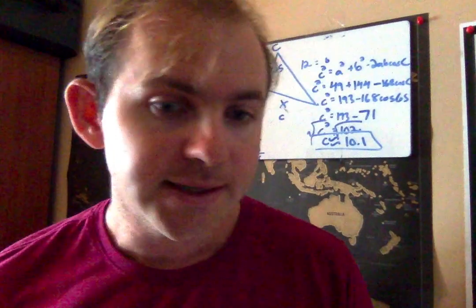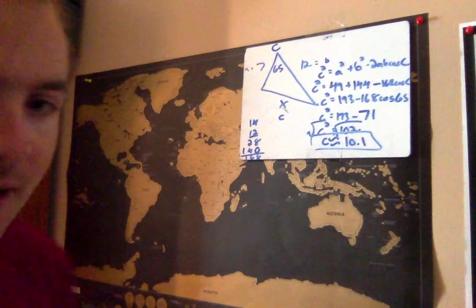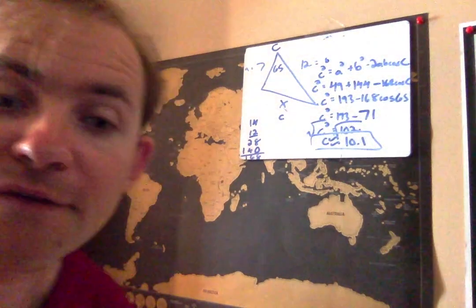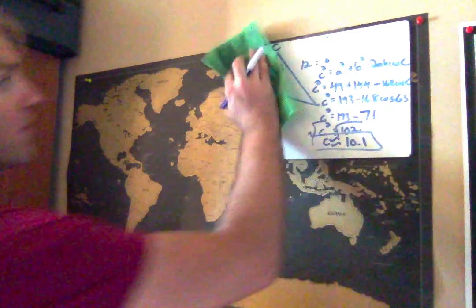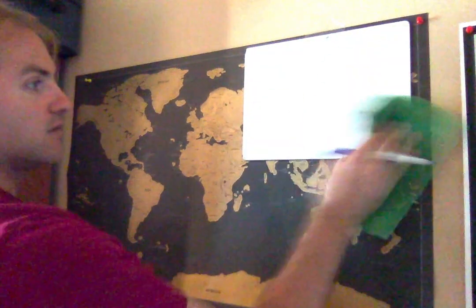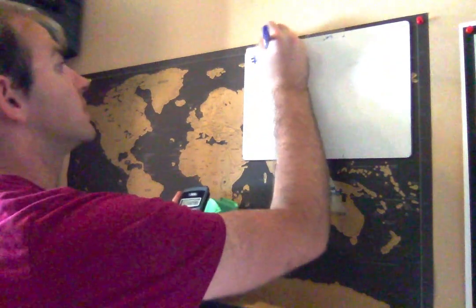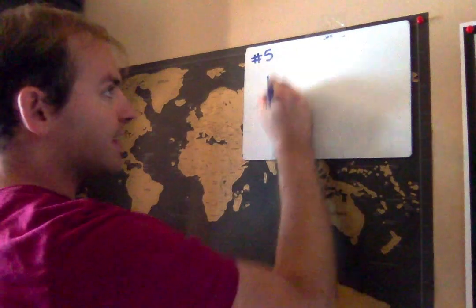Now, this is pretty easy when we're looking for a side, right? Where it gets a little bit trickier is when we're trying to find an angle instead. So let's take a look at number 5. Once again, which one are we looking at? We are looking at number 5. All right, so let's take a look at question number 5. Now, number 5 looks something like this.